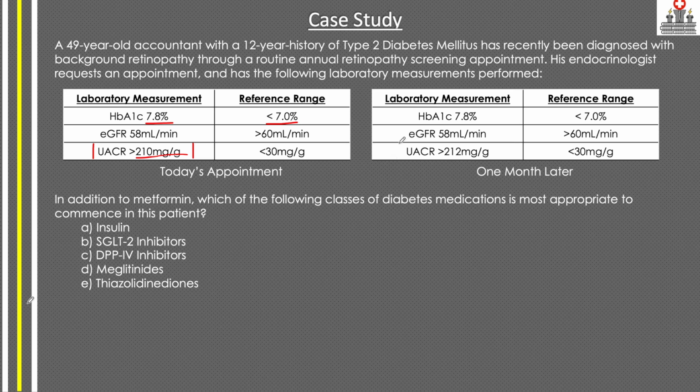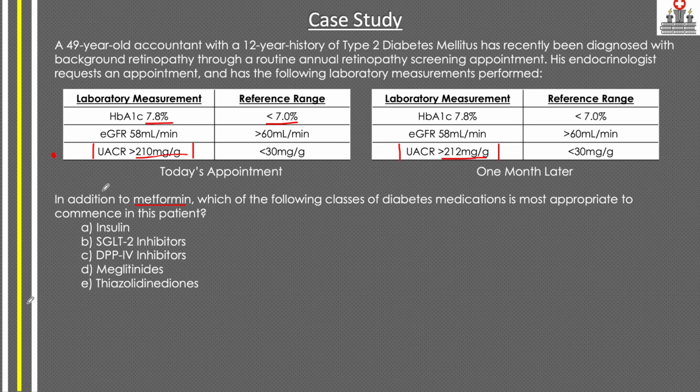So as we can see, that's why this was repeated a month later, and the urinary albumin-creatinine ratio was quite similar at 210 milligrams per gram, and this is in the microalbuminuria range. So with this in mind, having protein within the urine, in addition to metformin, as we've emphasized over and over again, every patient should be given metformin unless there's a significant contraindication. So in addition to metformin, which of the following classes of diabetes medications is most appropriate to commence in this patient? Would it be insulin, an SGLT2 inhibitor, a DPP4 inhibitor, a meglitinide, or a TZD?